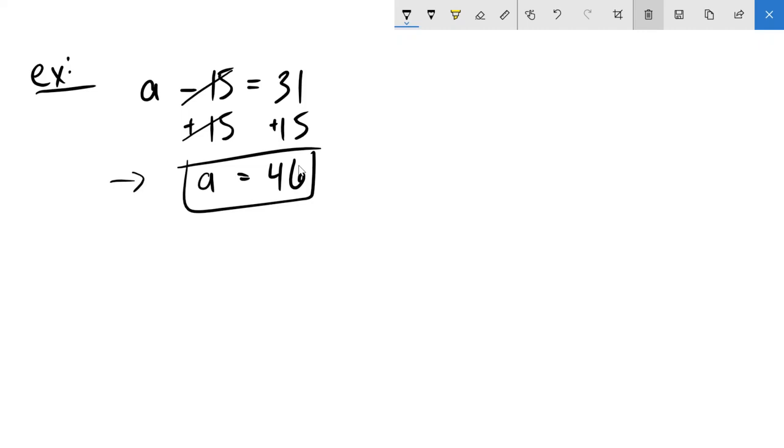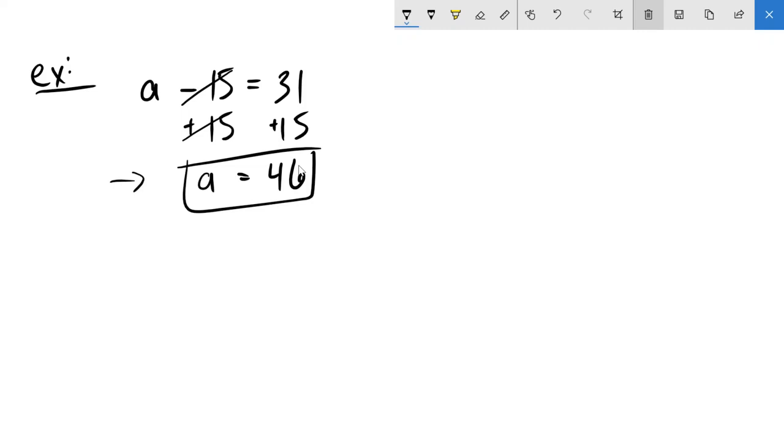The nice thing about equations is you can always go back and check to make sure they're true. So you can take that solution and go back to the very top line and plug it in. Well, what's 46 minus 15? It's 31. Perfect. That's how you know you got the right answer. What do you think? Not too bad?